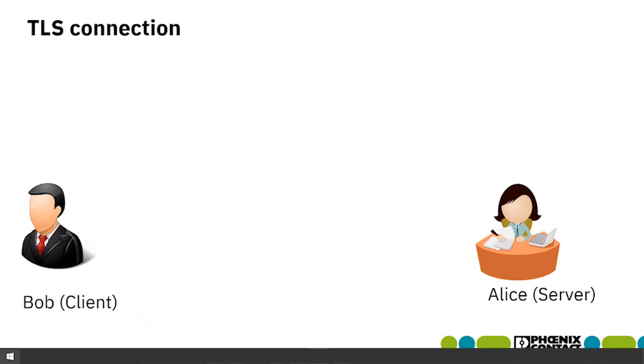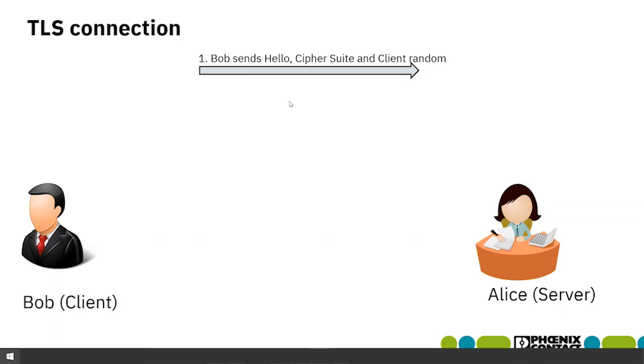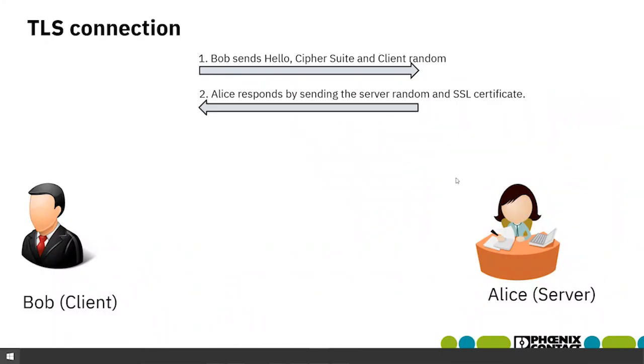So let's have a look at how a TLS connection is made. We have a client and a server, Bob and Alice, and they want to establish a TLS connection. So Bob sends something like a hello, which is a message that says, I want to do a communication with you. And then he sends a cipher suite and a large random number over to the server. The server gets this hello message and responds by sending a server random, another random number, and his SSL certificate.